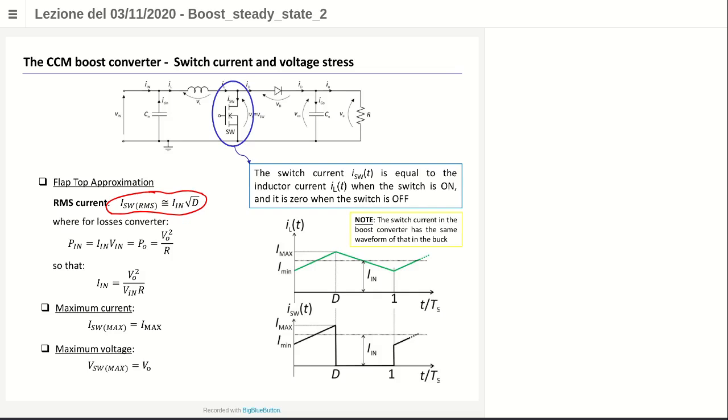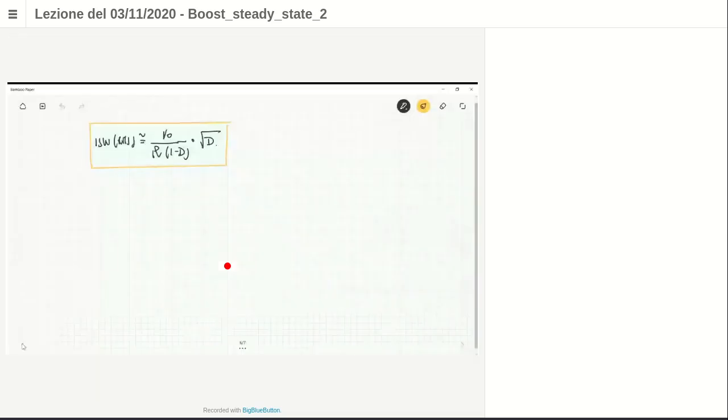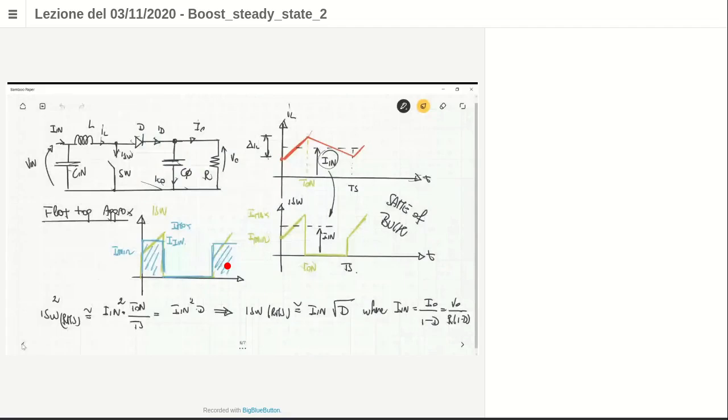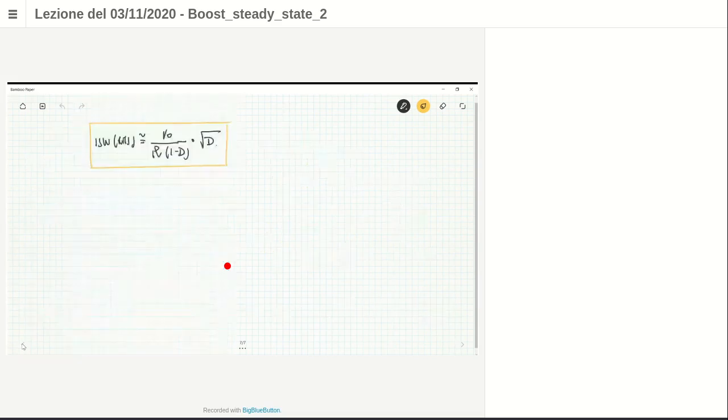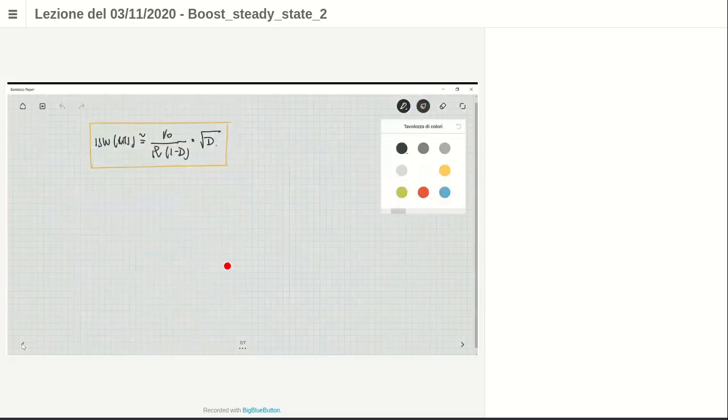Look at what happens for the diode. So let me go here again. So we are here now. What happens to the diode? For the current flowing through the diode, we have to consider that this current is the same as the inductor current when the switch is off, because when the switch is off, the diode is on. So it's the part that we are missing here.